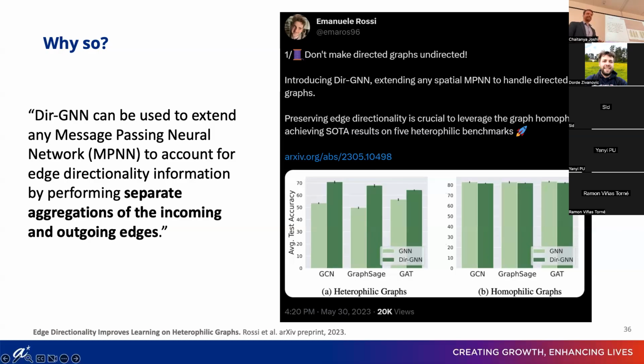But yes, the idea is exactly the same as what we did about a year and a half ago, to separate aggregations of the incoming and outgoing edges. They are different things, so simply treat them differently and split the equations into two parts.